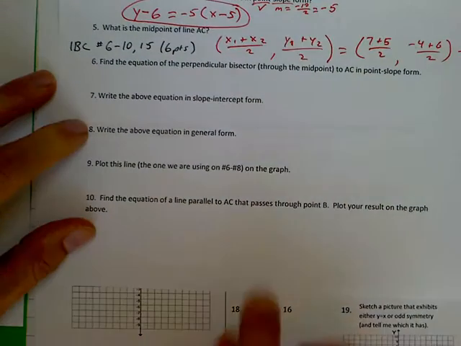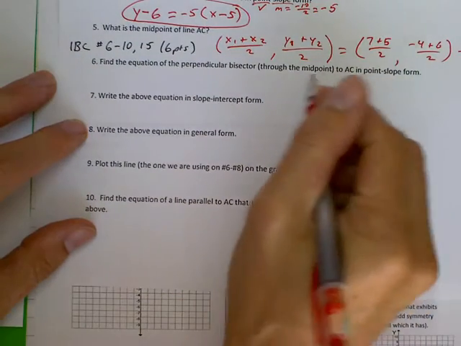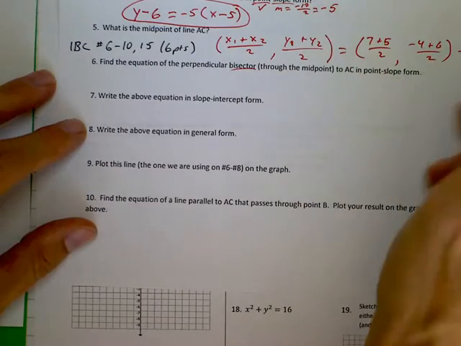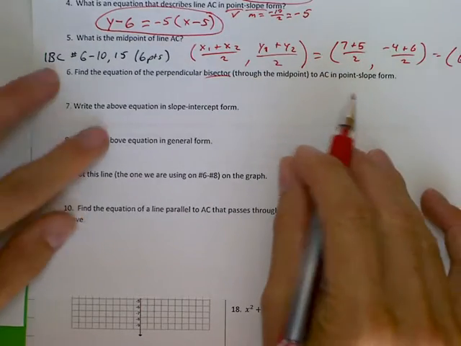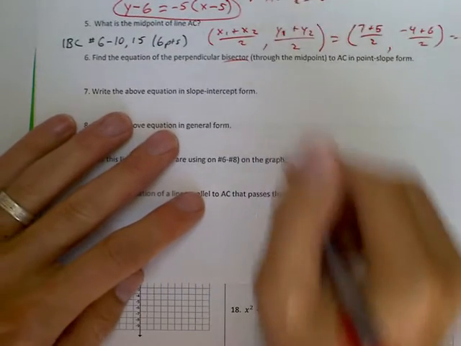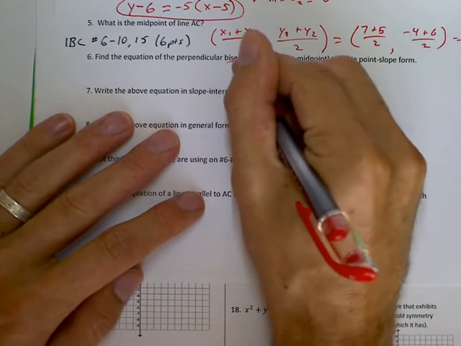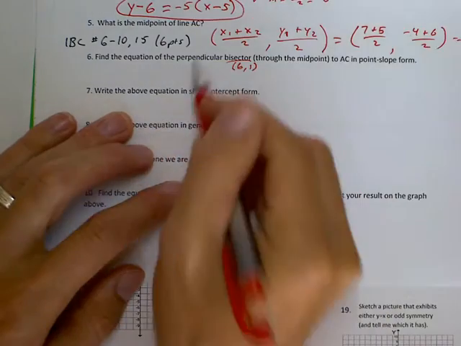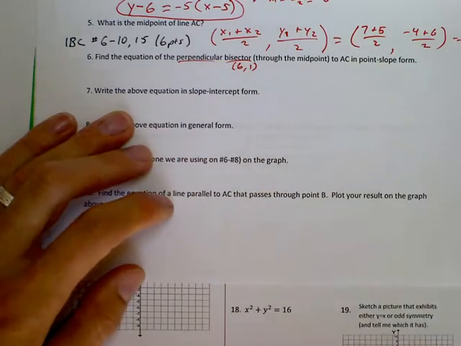So the perpendicular bisector goes through the midpoint. So we've got a point there, and the midpoint, there's the calculation above, that was in the last section. The midpoint is 6, 1. So bisector tells us we go through the midpoint. There's a point. Perpendicular should tell us the slope of our line.